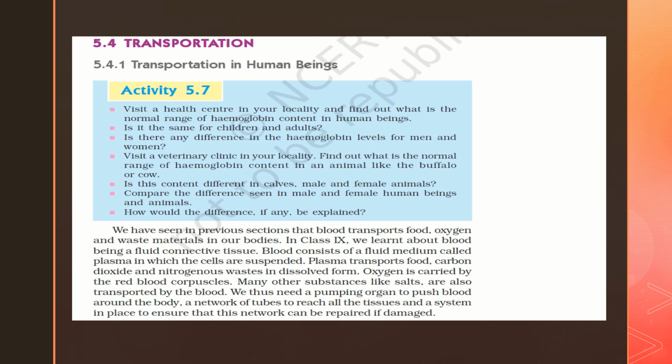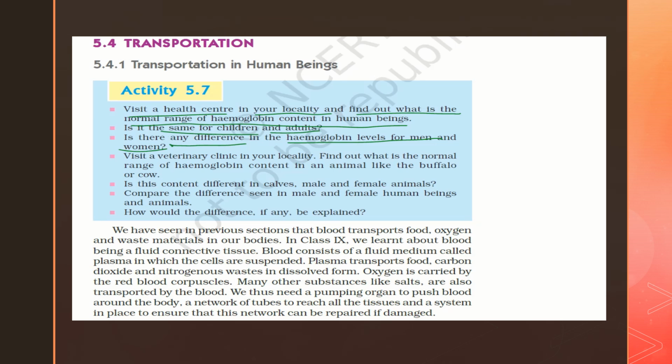In this activity, they have told us to visit a health center in your locality and find out the normal range of hemoglobin content in humans. So what is our normal hemoglobin content? I know till 10th standard you will be knowing your hemoglobin content in blood. Is it the same for children and adults? Is there any difference of hemoglobin levels in men and women? We should know all this, right?